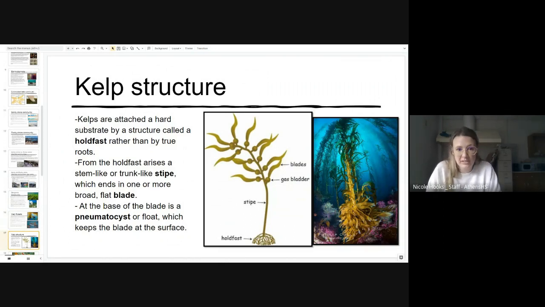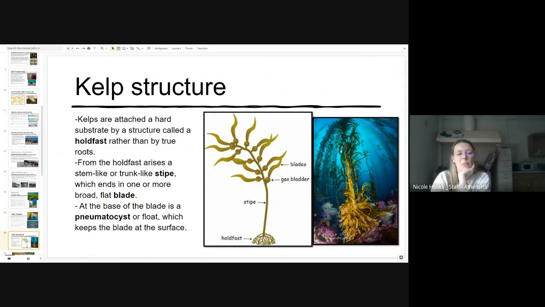And you learned some of this in the plankton unit, but they don't have a stem. It's stem or trunk like. And then they have those pneumatocysts, which are like floats filled with gases that keep them towards the surface so they can get sunlight. And then lastly, their leaf-like parts are called blades, and those are very thin and flat and wide so that they can have as much photosynthesis going on per surface area.